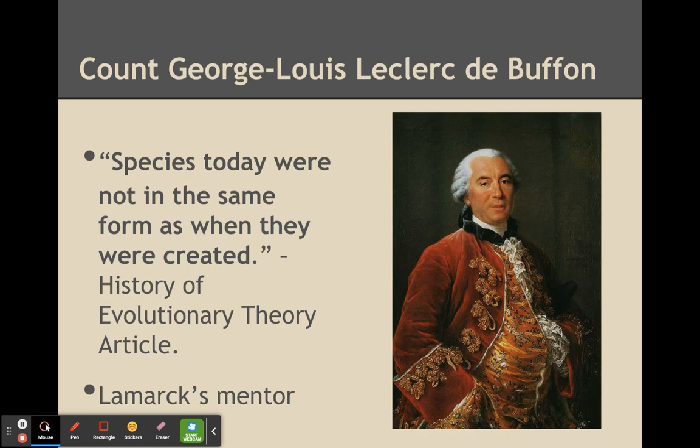Next was Georges Louis Leclerc de Buffon. He was a naturalist, and he wrote a lot of scientific papers, but he wrote specifically this one called The History of Evolutionary Theory article. And his main observations, which might seem obvious to us today, but were actually pretty groundbreaking back then, were that species today are not the same as they were when they were created. So he had this idea that animals, plants, any living thing, have changed over time to end up with the diversity that we have on this planet.